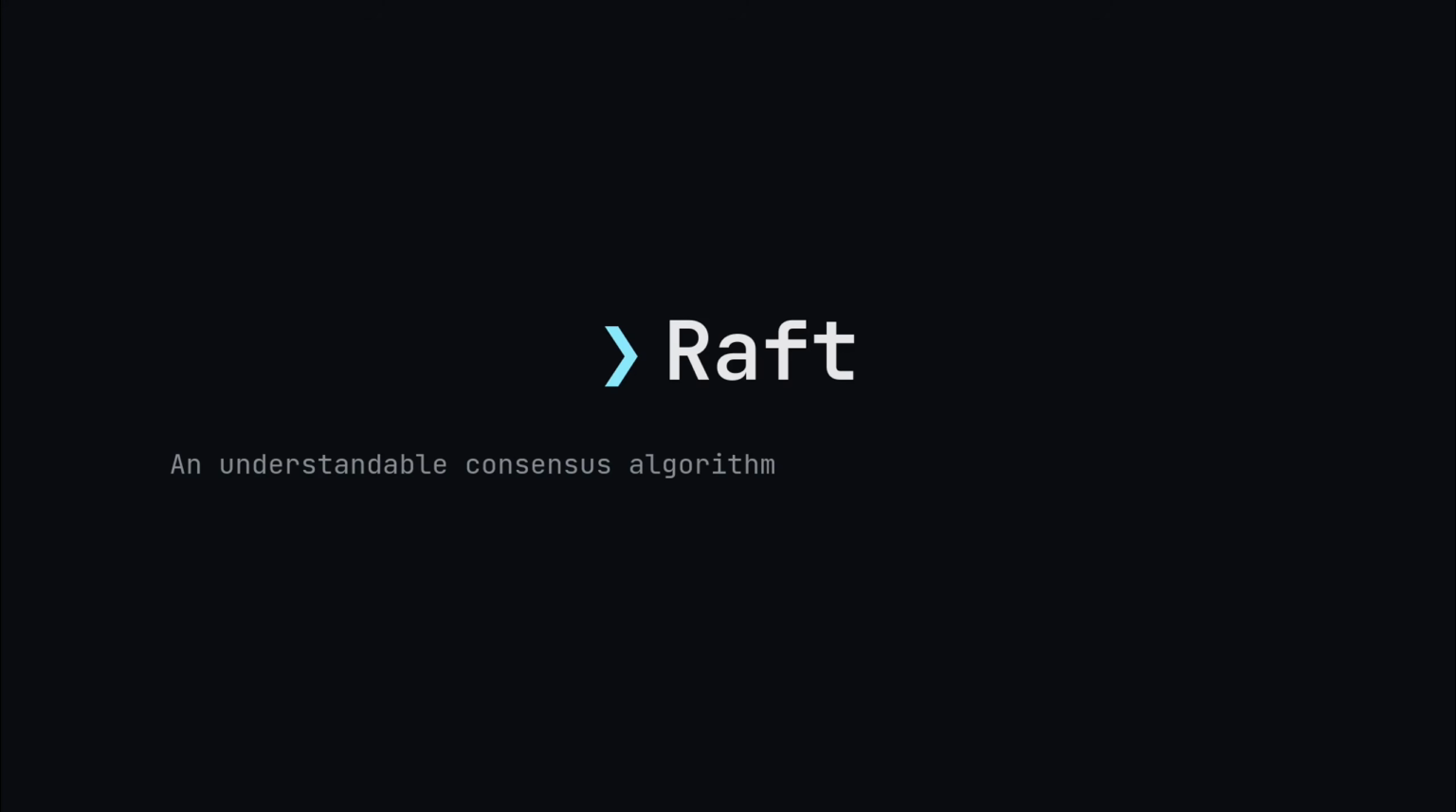How do you get a collection of machines in a distributed system to agree on the same facts even when some of them crash? That problem is called consensus, and Raft is one of the best ways to solve it. In this video, we are going to walk through the core of how it works.